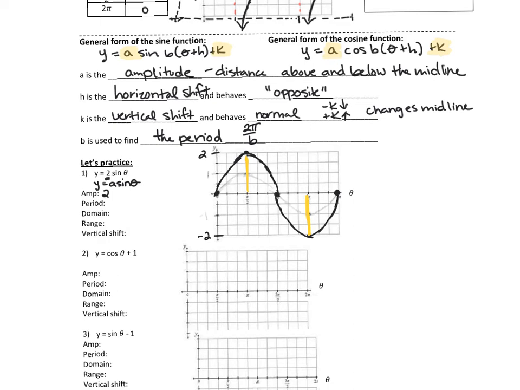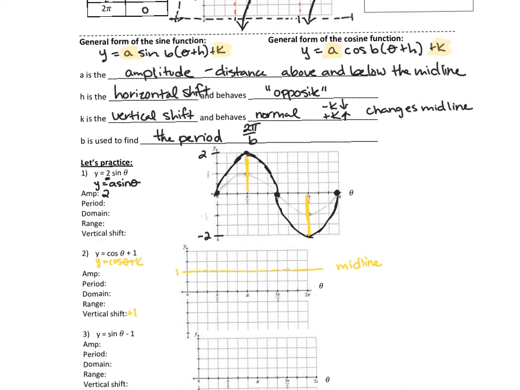So what does the K do? Let's take a look at this next one. This is really y equals cosine theta plus a K. In this case, my K is 1. I have a vertical shift of +1. What is that doing? It's shifting my entire graph up 1. So my graph gets shifted up 1. This is my new midline. So this is my new 0, if you will.